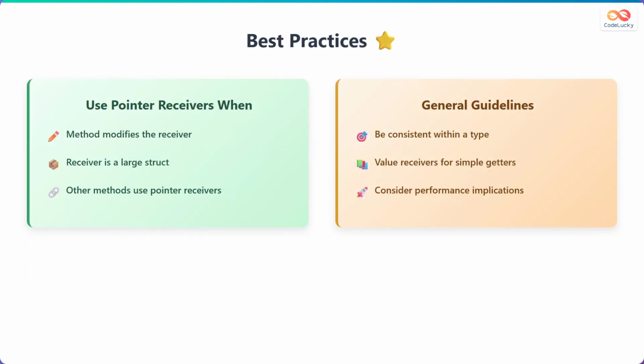Finally, let's cover some best practices. Use pointer receivers when the method modifies the receiver, when the receiver is a large struct, or when other methods use pointer receivers. Be consistent within a type. Use value receivers for simple getters, and consider performance implications when choosing between value and pointer receivers.